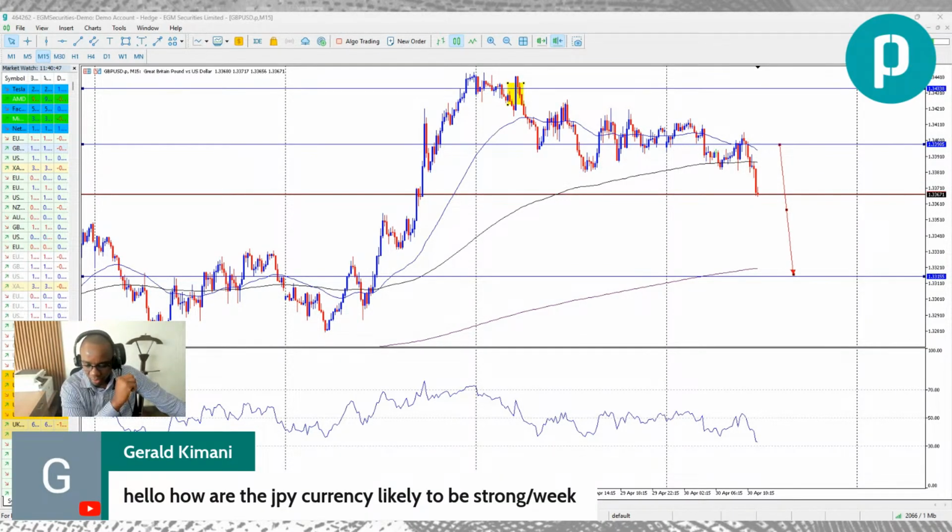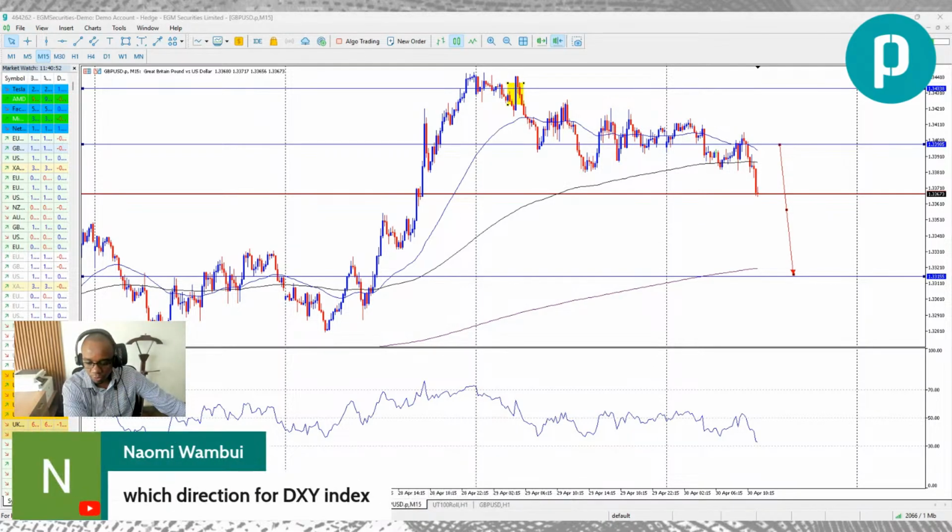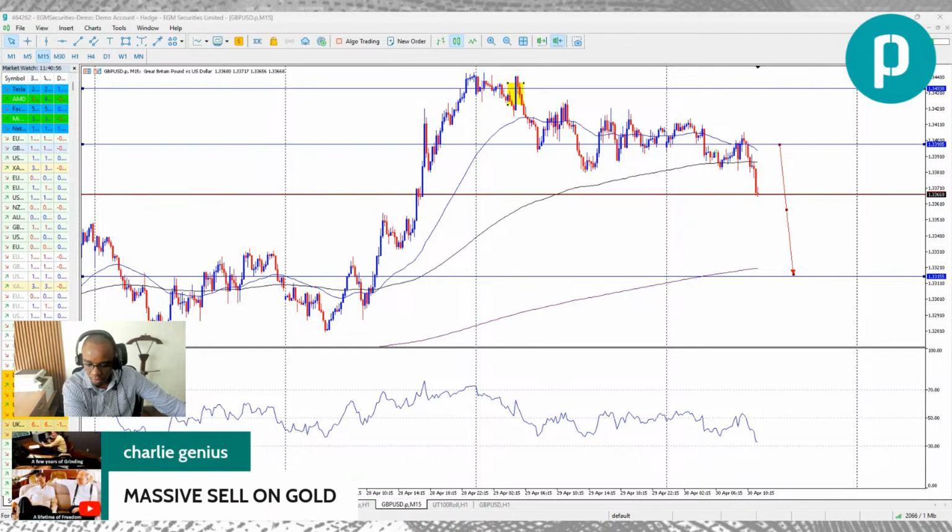DXY still looks weak long term, but then again, we can see some bullish move into it. Massive sell on gold. Let's see how that plays out.